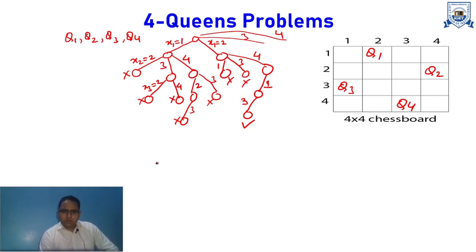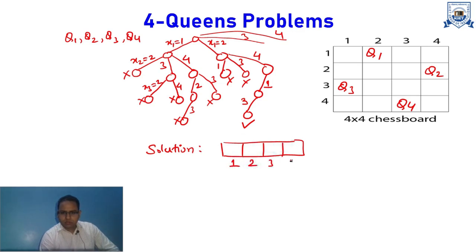So the solution that we have got is, let's draw one array to store the result. Here it is 1 2 3 4. In total we have 4 queens. Queen 1 is placed in the second column, queen 2 in the fourth column, queen 3 in the first column, and queen 4 in the third column. So 2 4 1 3 is our first solution.